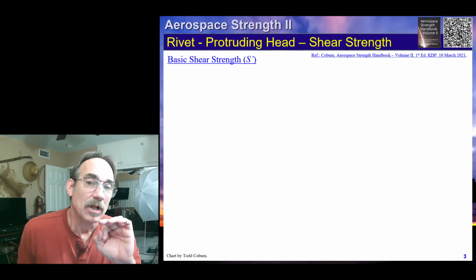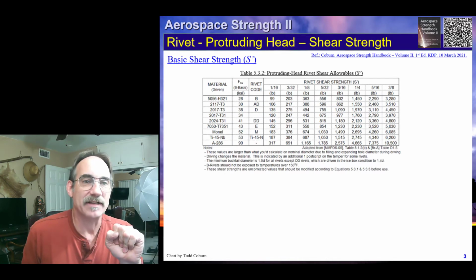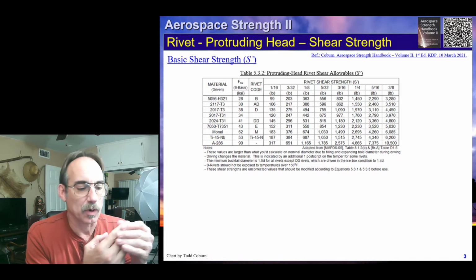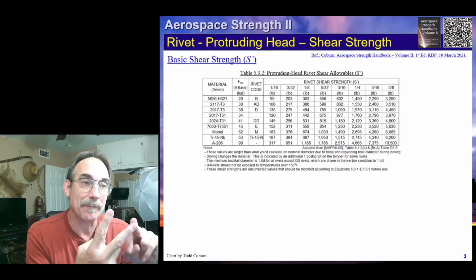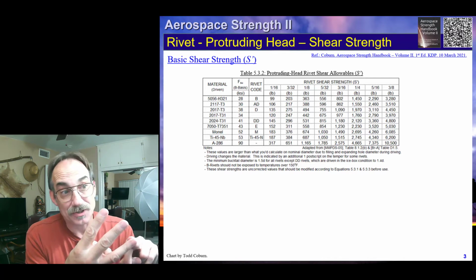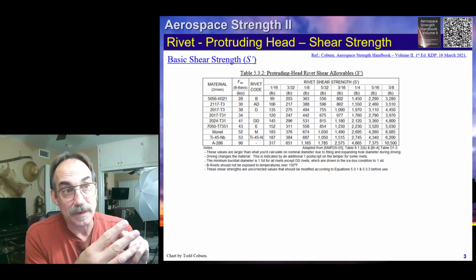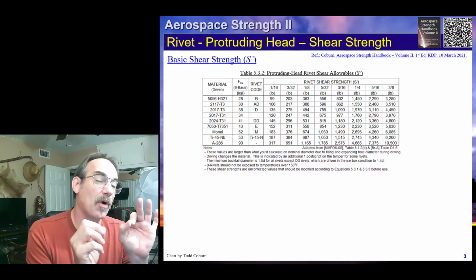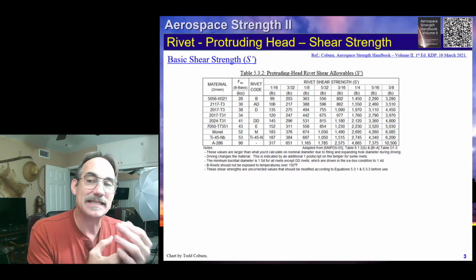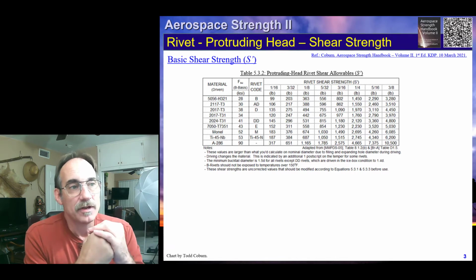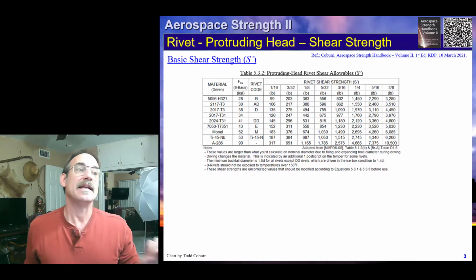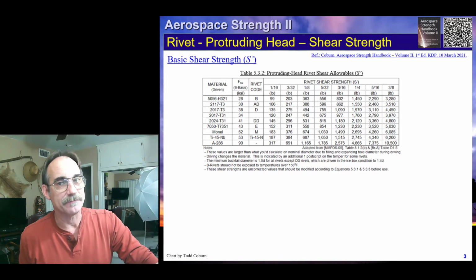Okay, so looking at protruding head rivets now, we're going to look at three strengths for each of these kinds of rivets. We're going to look at the shear strength, we're going to look at the bearing strength, and we're going to look at the tension strength. Now, if you don't know what those things mean, you need to go back to your 3261. I believe it's the fourth lecture where we cover the basic analysis of shear, bearing, tear out, tension for fasteners, net stresses, and things like this.